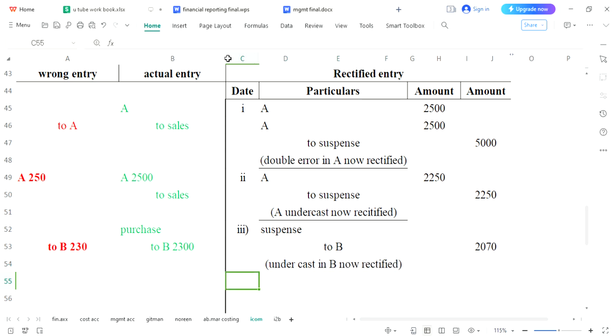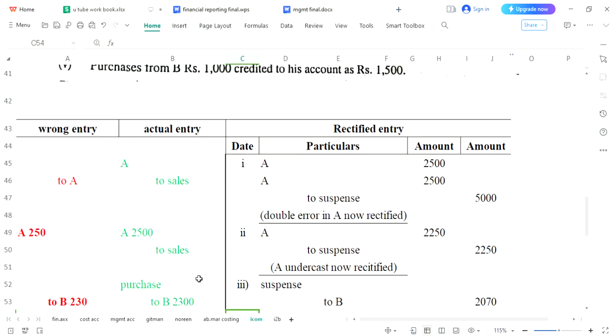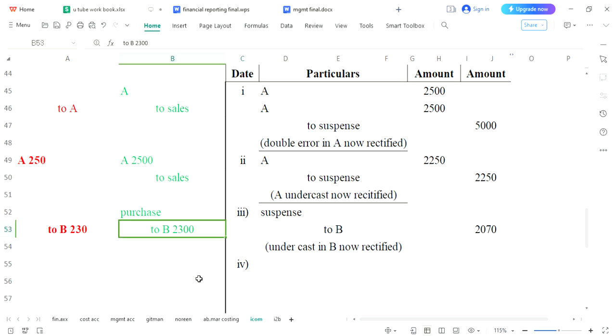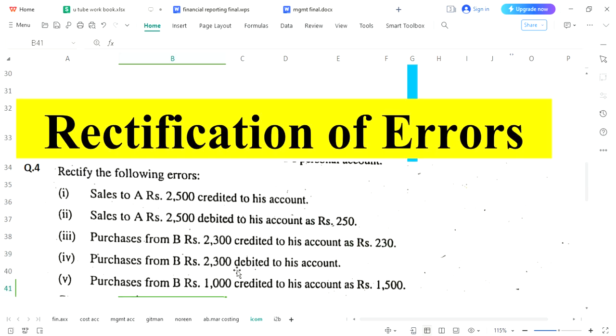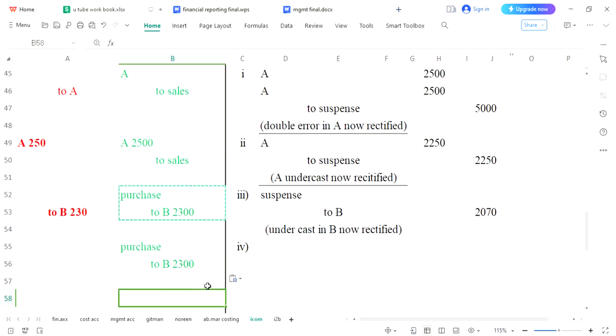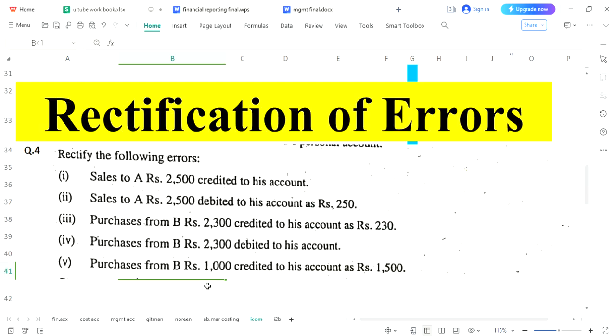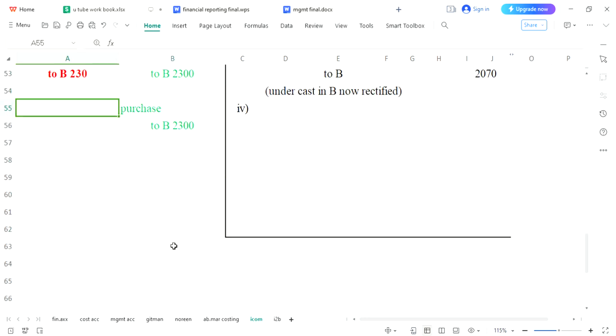The fourth entry is saying purchase from B. Again, goods are purchased from B. The same entry we will pick. Purchase from B. How much was the amount? 2300. Okay. In this entry, it is still 2300. Okay. What mistake have we done? Debited to "his". "His" is used for B. It means we have debited the B account by mistake.